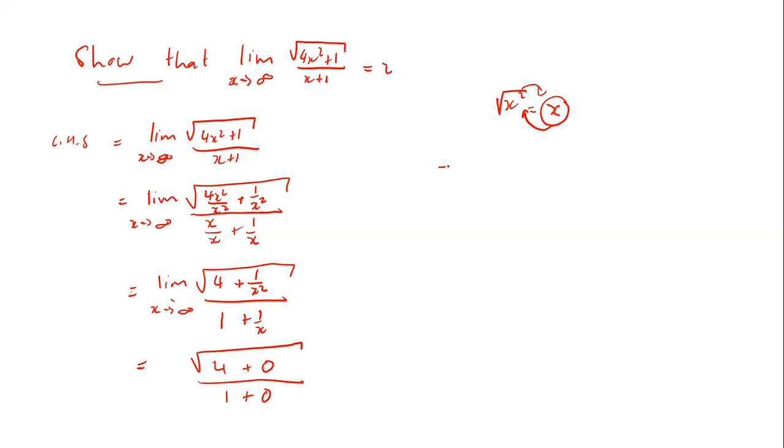Now, as I continue with my left-hand side, what is 4 plus 0? Most definitely here we're going to have root of 4, divided by what is 1 plus 0? It is most definitely 1. And therefore, root of 4 is 2. 2 divided by 1 is most definitely 2. Therefore, we can simply conclude and say that our right-hand side is equal to our left-hand side, where we show that the limit of this expression is equal to 2.